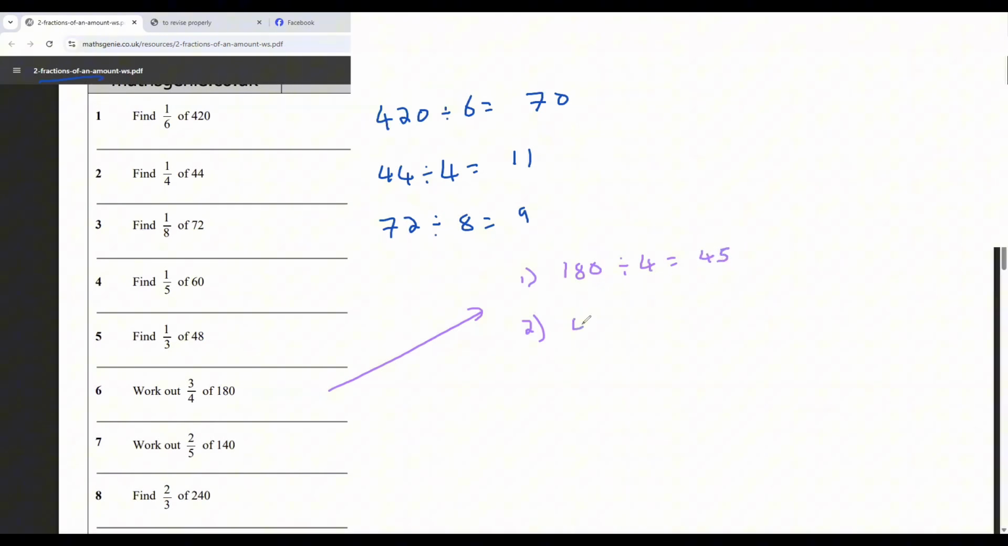But then we're not done there, because we need to take the 45 and we must times that by the top, which is times that by the 3, and that's going to be 135.